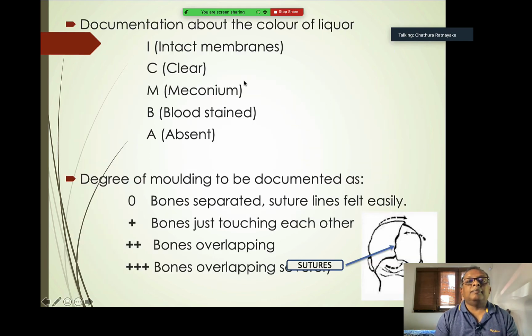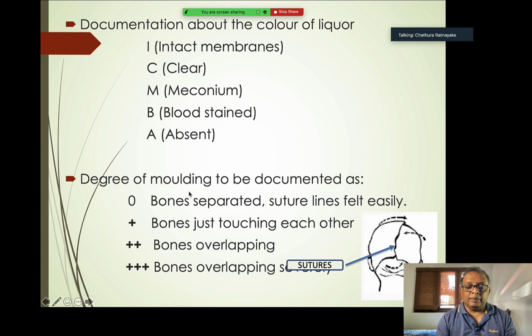Liquor color, and the liquor is maintained as intact membranes, clear liquor, meconium stained, blood stained or absent liquor. So, absent liquor is generally either a sign of a complete leakage of liquor or obstruction from the head. So, in those cases we push the head a little bit and see whether we can obtain liquor. Even with that, if you cannot, then you put it as absent liquor.